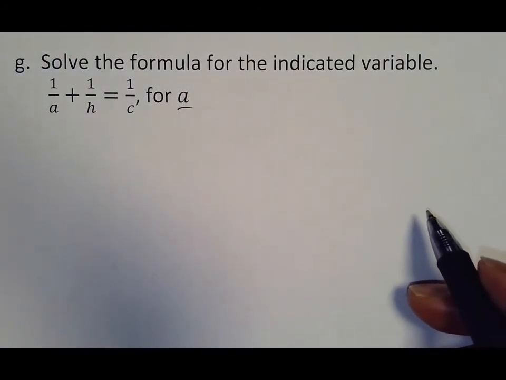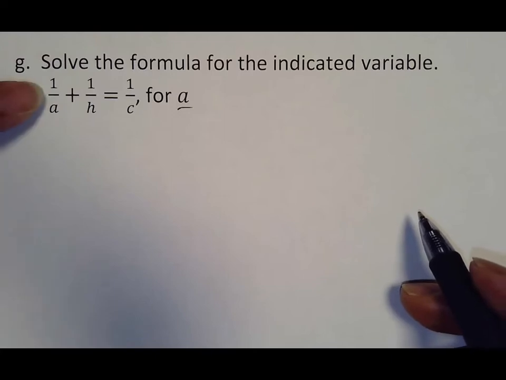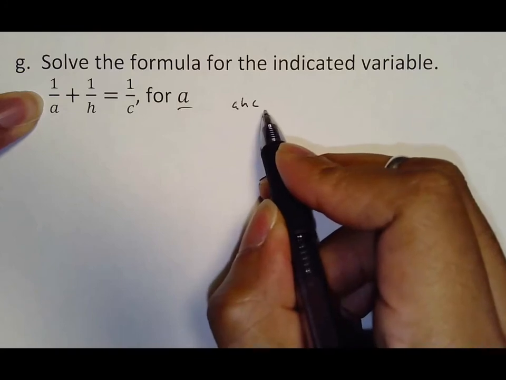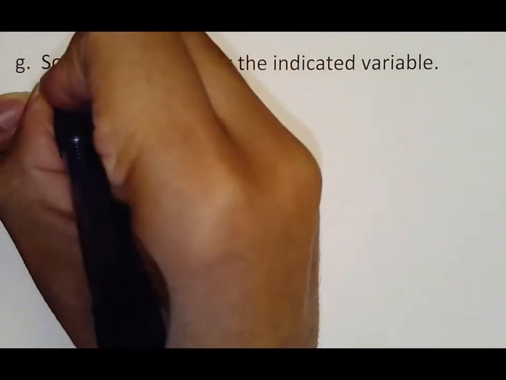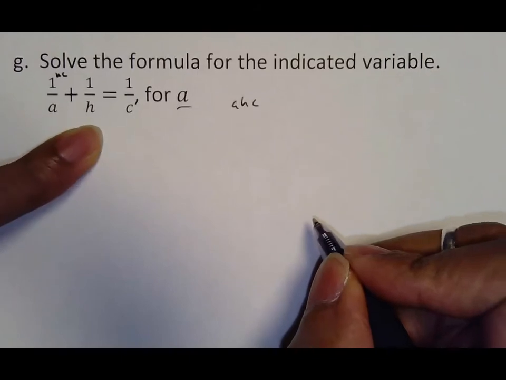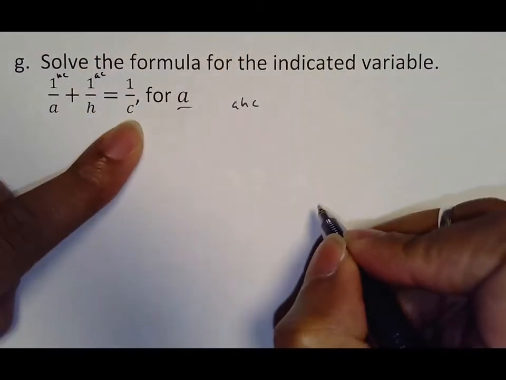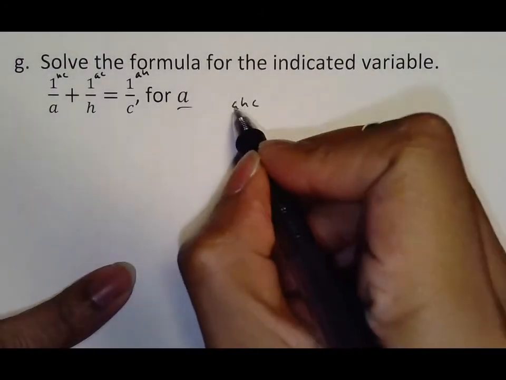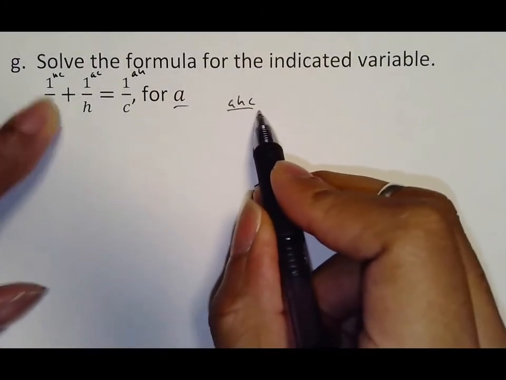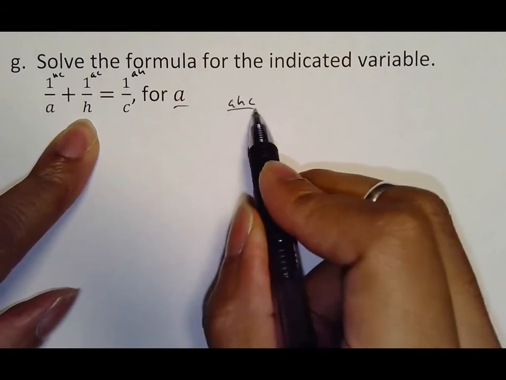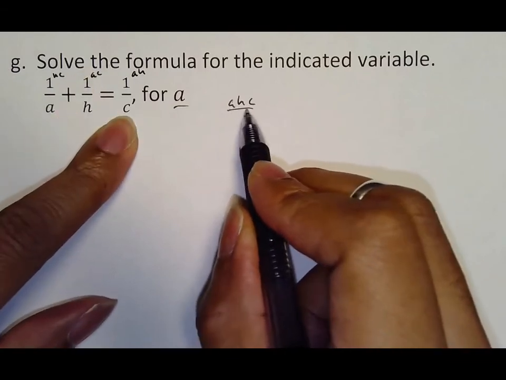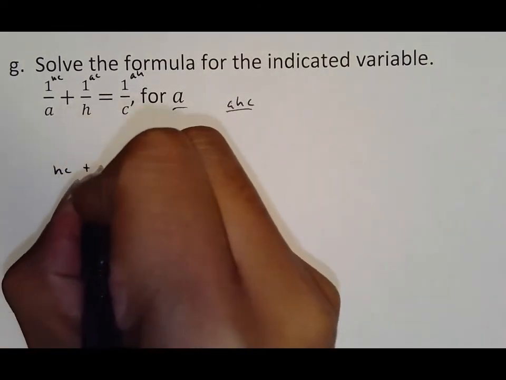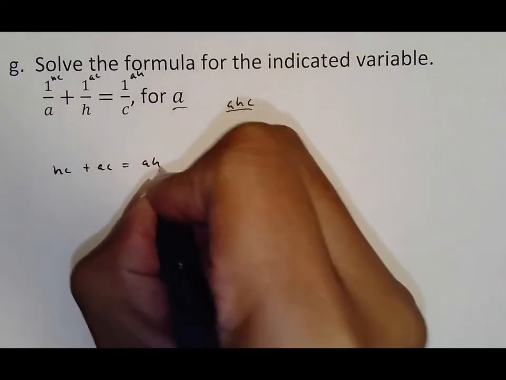That means, in my opinion, we're probably going to have to set this up like we normally would, ahc being my denominator, which means this needs an h and a c, which means this needs an a and a c, which means this needs an a and a h. Again, ahc is my denominator. This is missing h and c, so I multiply there. This is missing a and c, so I multiply there. This is missing a and h, so I multiply there. Which means we end up with hc plus ac equals ah.